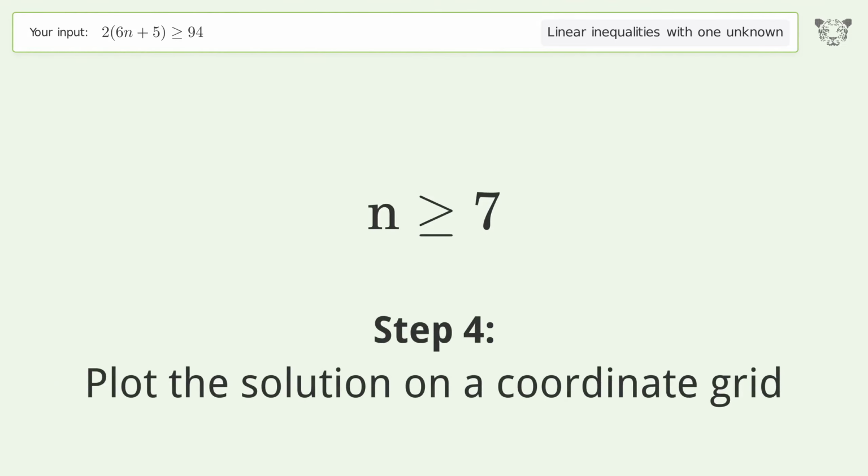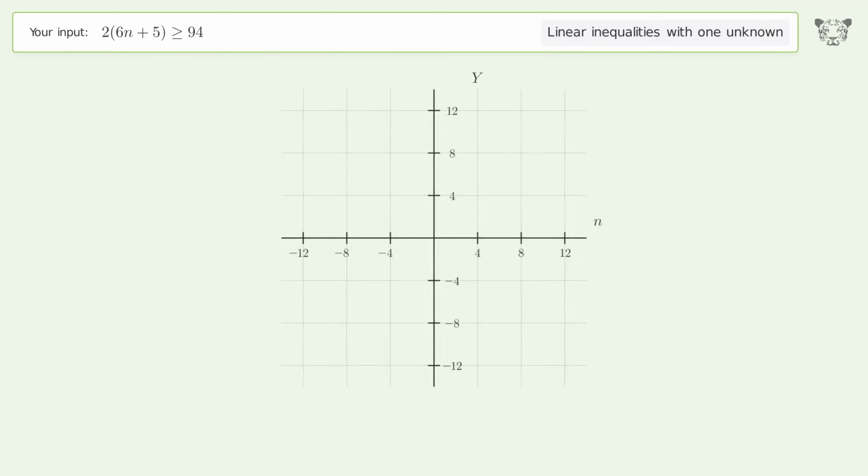Plot the solution on a coordinate grid. And so the final result is n equal or greater than 7.